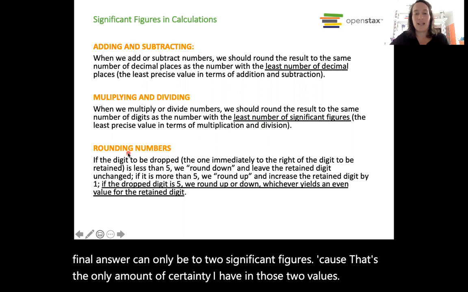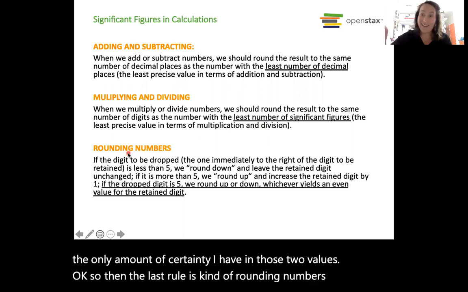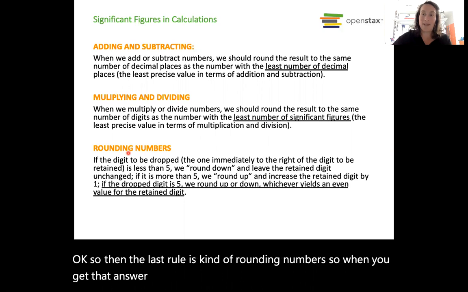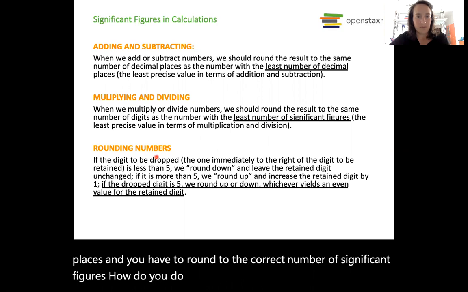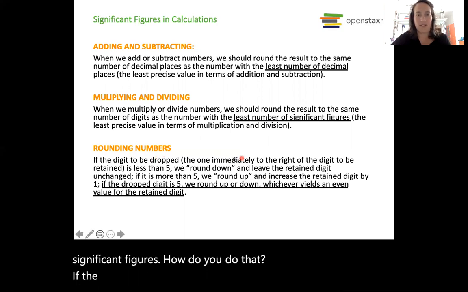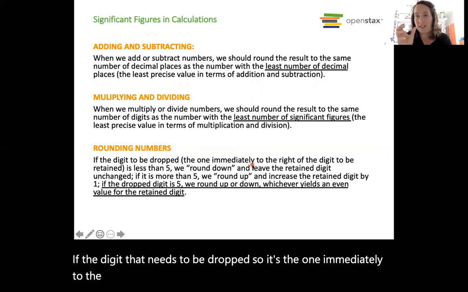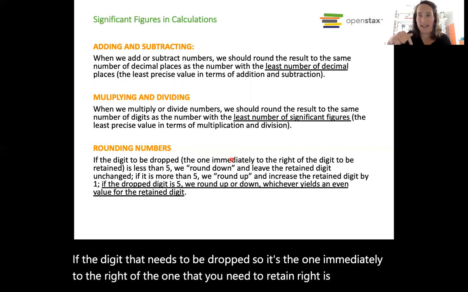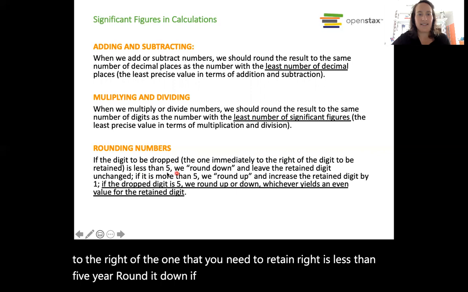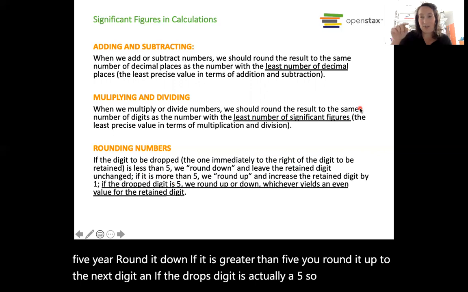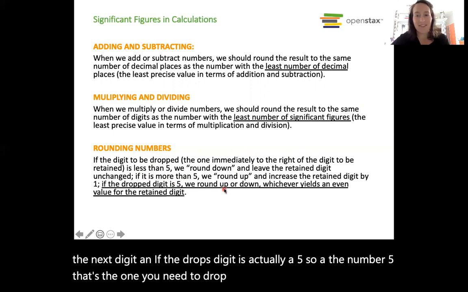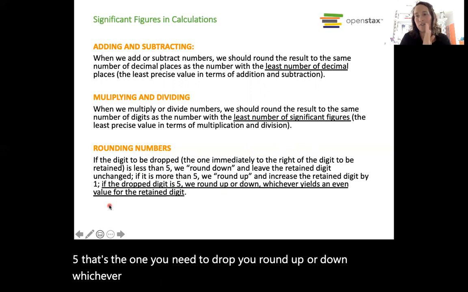Okay, so then the last rule is rounding numbers. When you get that answer on your calculator, it's got a whole bunch of decimal places and you have to round to the correct number of significant figures. How do you do that? If the digit that needs to be dropped, the one immediately to the right of the one that you need to retain, is less than 5, you round it down. If it is greater than 5, you round it up to the next digit. And if the drop digit is actually the number 5, you round up or down, whichever yields an even value for the retained digit.